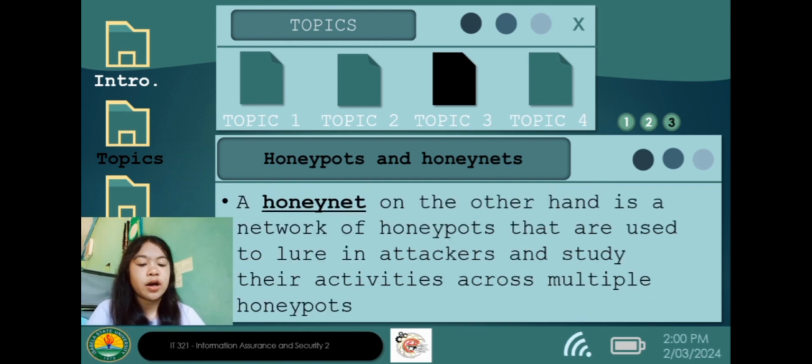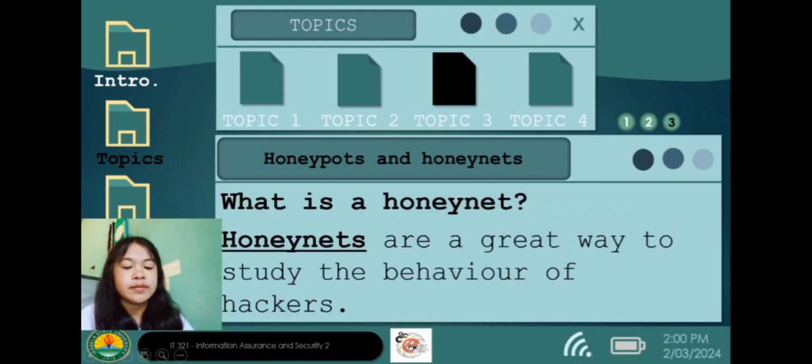A honeynet, on the other hand, is a network of honeypots that are used to lure in attackers and study their activities across multiple honeypots. It takes the concept of a honeypot to the next level by deploying multiple honeypots across a network, creating a more extensive and sophisticated trap for attackers. These interconnected honeypots work together to simulate a larger network environment, increasing the chances of attracting attackers and capturing their activities.